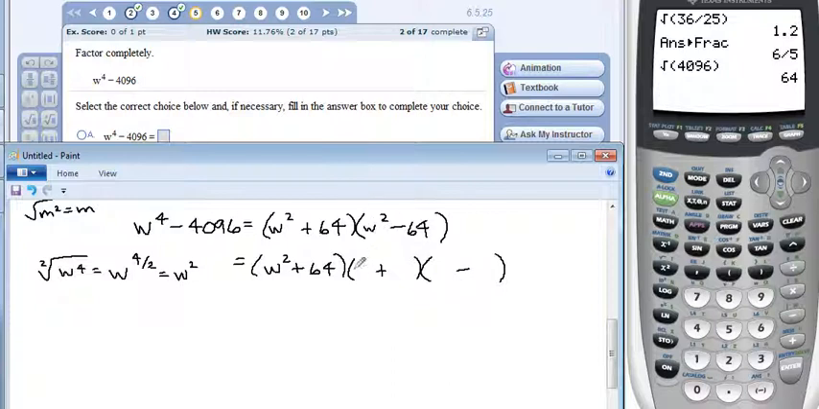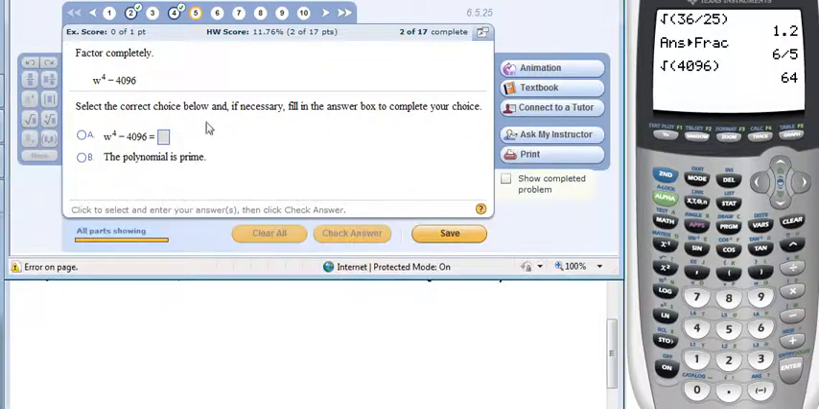Square root of the front one goes in the front. Square root of the back one goes in the back. Now I have three pieces, and each of these are prime. I cannot factor any of these further. So I need all three of those. So we should check that one.